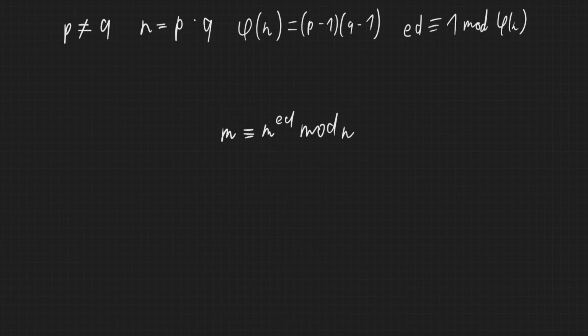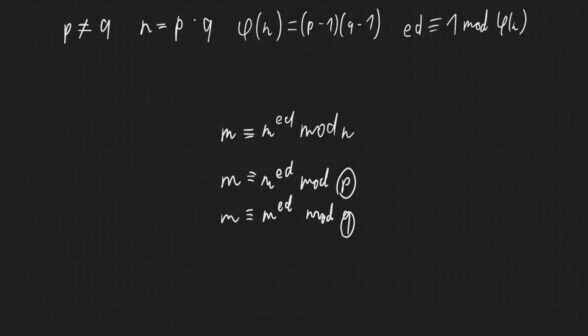So let's show that this is actually true. I'm going to do this in 3 steps. First, I'm going to show that m equals m to the ed modulo p, not n. And similarly, I'm going to show that m also equals m to the ed modulo q. And as the final step, I'm going to show that if it holds for p and for q, then it must also hold for n, which remember is simply the product of p and q.